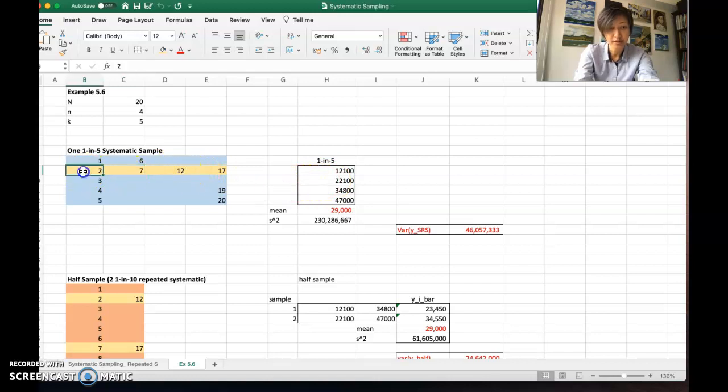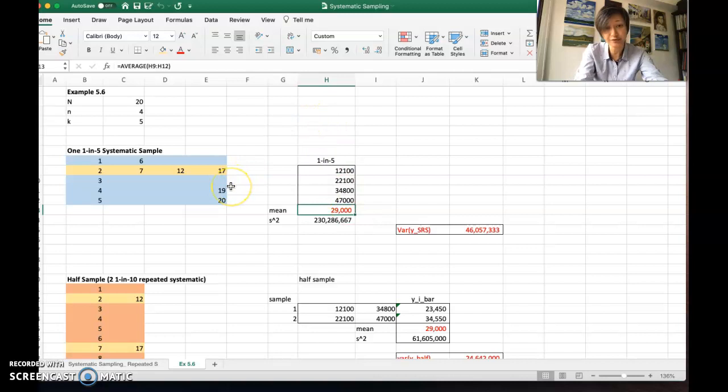So I have a sample of 4, which is a 1 in 5 systematic sample. This is only one systematic sample I collected. I look at the data and at the mean. Taking the average of the 4 data points, we have 29,000. This is my Y bar under the systematic sampling scheme.